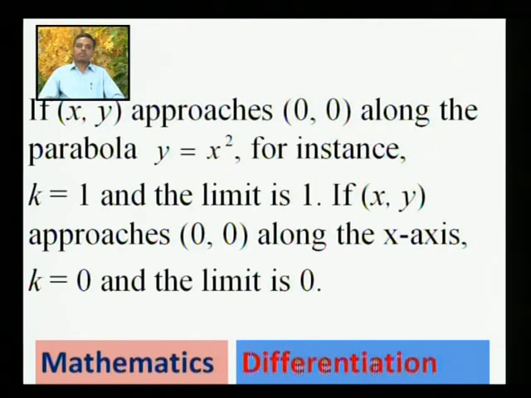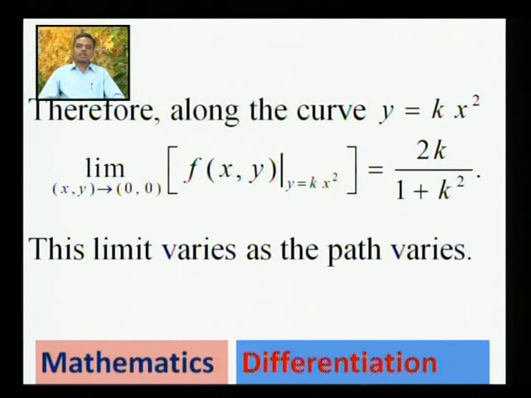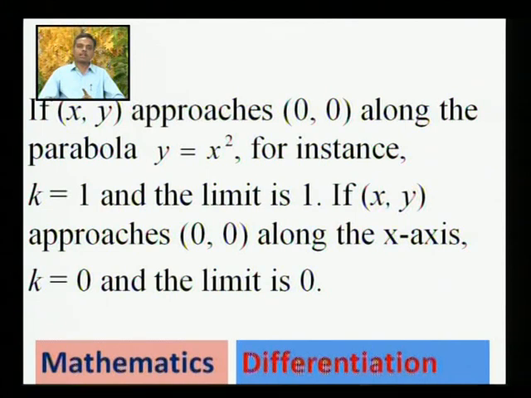So, if f(x,y) approaches (0,0) along the parabola y equals x², that is, if you put k equals 1 in y equals kx², we will get y equals x², and that is the well known curve, the parabola. Then you can see if you put k equals 1 in the right hand side of this limit, then 2 into 1, that is 2, divided by 1 plus 1, that is 2 by 2, so we get 1. So, along the path y equals x², the limit of the given function is 1.